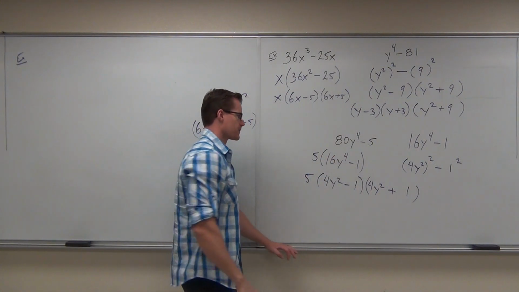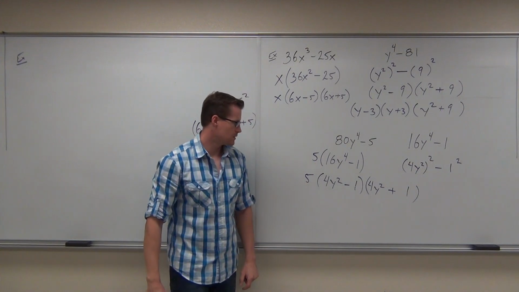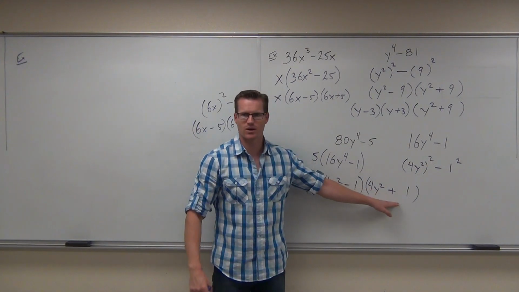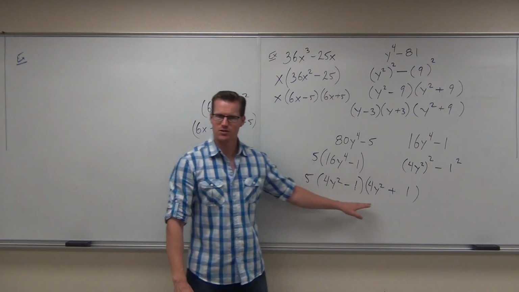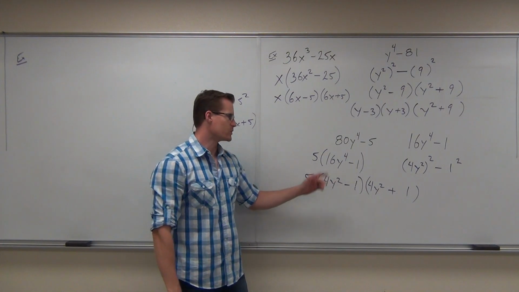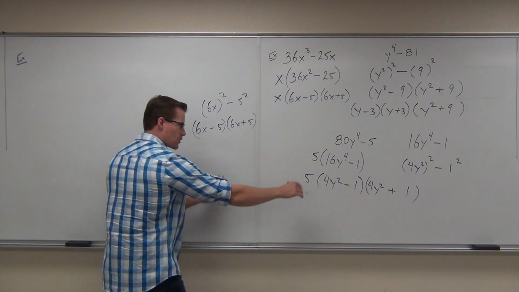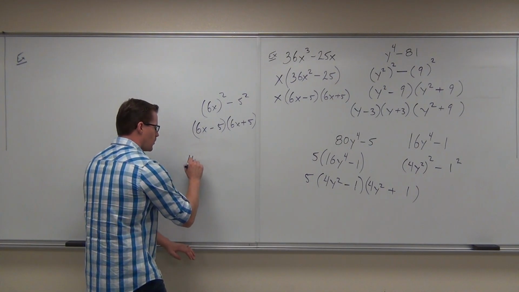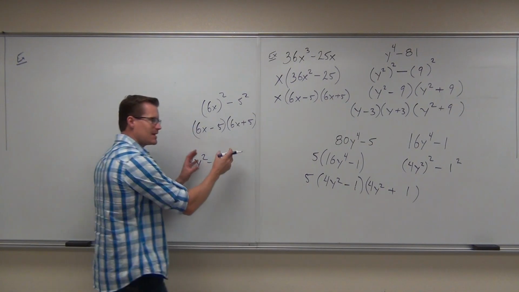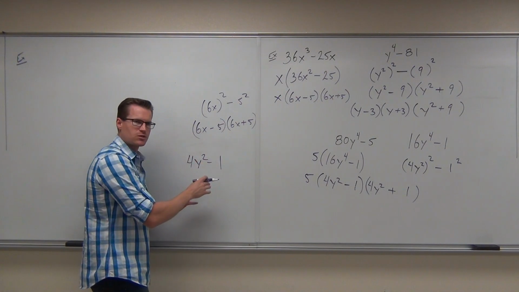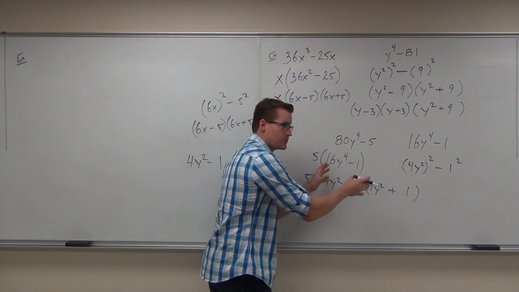We're not done. Why are we not done? Because there's still a difference of squares. Oh, right here is a difference of squares, right? Yes. Yeah, so we take that one off to the side now. So off to the side here, I'm going to work over here now. We got our 4y squared minus 1. If I gave you the problem by itself, you should be able to factor it, which means that in the problem, you need to factor it.